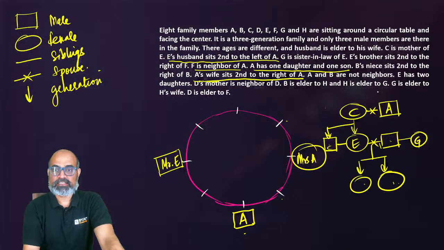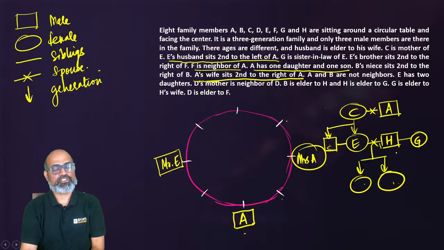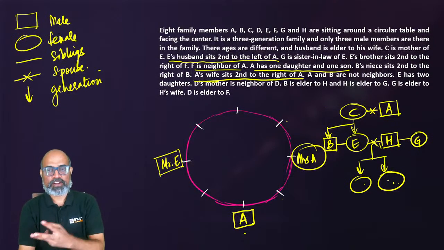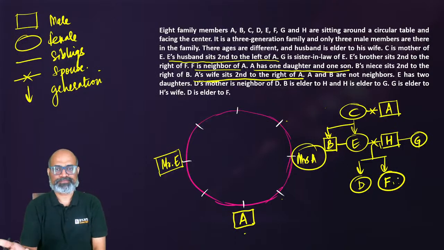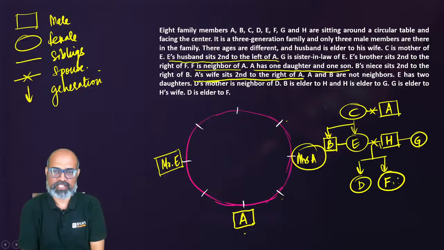It is given that G is elder to H's wife. If H has a wife, obviously this is H, right? B is elder to H and H is elder to G. If B is elder to H, the only person who can be elder to H is this. And H is elder to G. So we are left with 2 people, right? We have A, B, C, and G placed, D and F are left. Doesn't matter who is D and F, they will make no difference because they both are of the same gender.